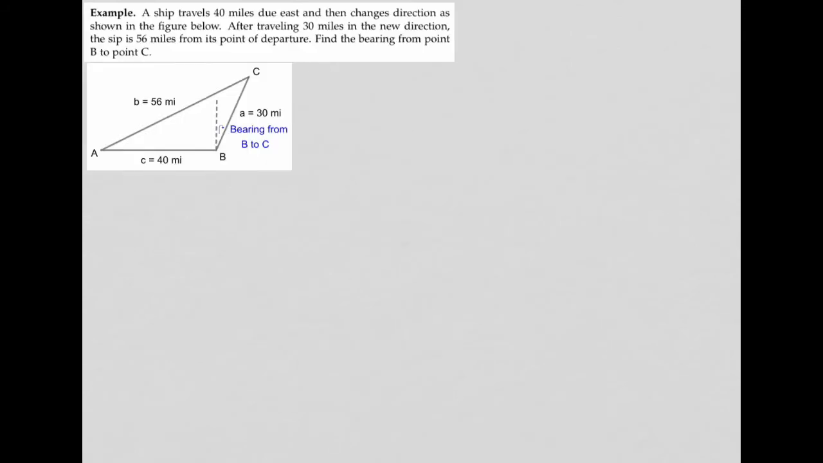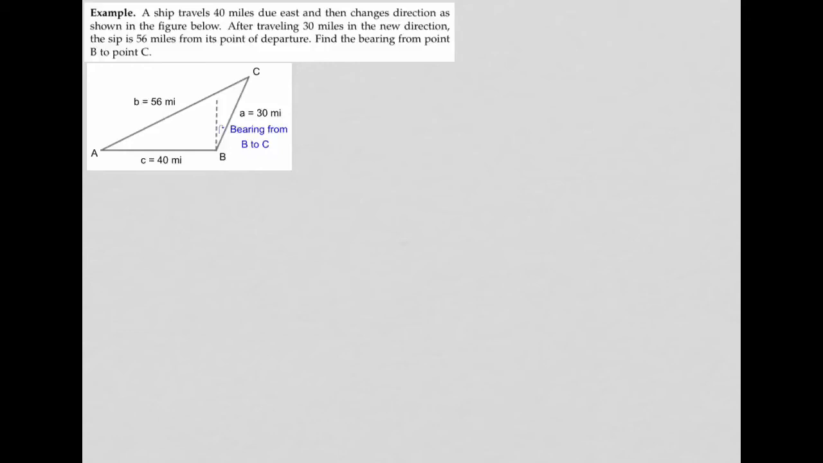Next, let's look at a word problem. A ship travels 40 miles due east and then changes direction as shown in the figure below. After 30 miles in the new direction, the ship is 56 miles from its point of departure. Find the bearing from point B to point C. Now, to find the bearing from point B to point C, you're going to start at B, draw the north line, and take the clockwise rotation to side BC. As you can see, it's illustrated in blue on the figure.